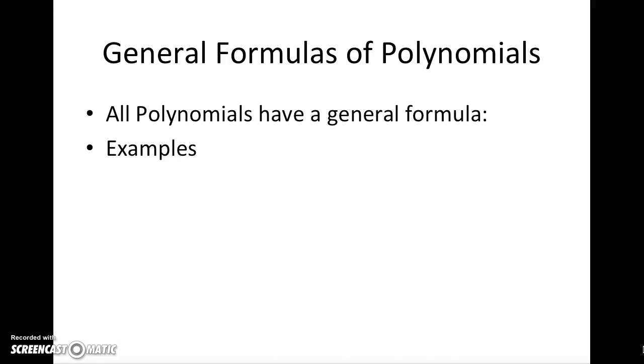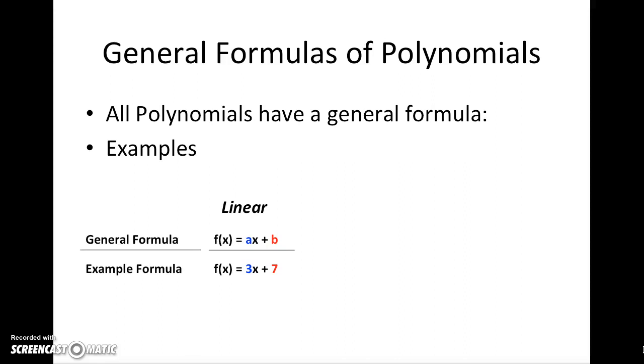But before we do that, we have to know a little bit about the general formulas of polynomials. All polynomials have a general formula. We're going to look at some examples so you get a sense of what I mean. When you hear linear, you may be thinking of y equals mx plus b, and you're absolutely right. But in order to be consistent with the other general formulas of polynomials, we're going to use this as the general formula for a linear function: f of x equals ax plus b, where a is the coefficient in front of x and b is the constant at the end. Looking at our example, a is 3 and b, the constant, is 7.